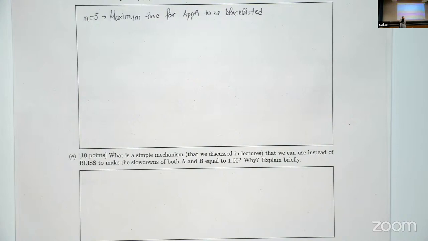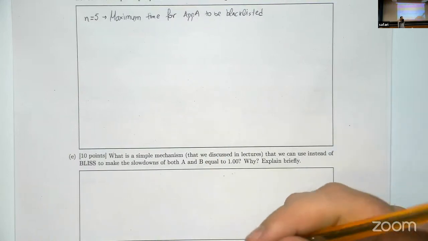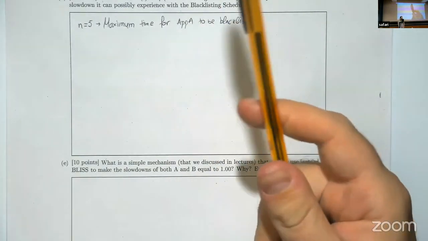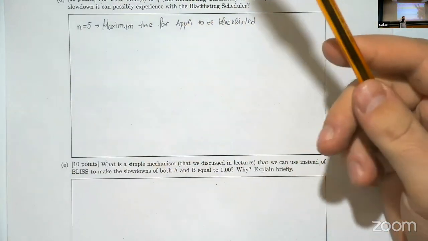Place the different rows. Correct. So one of the ways is this one. But what is the problem with that? You want to do interbank interleaving, basically, right? You want to put all application A in bank 0 and all application B in bank 1.